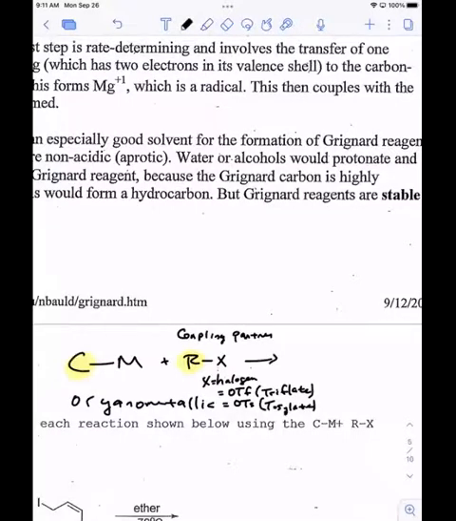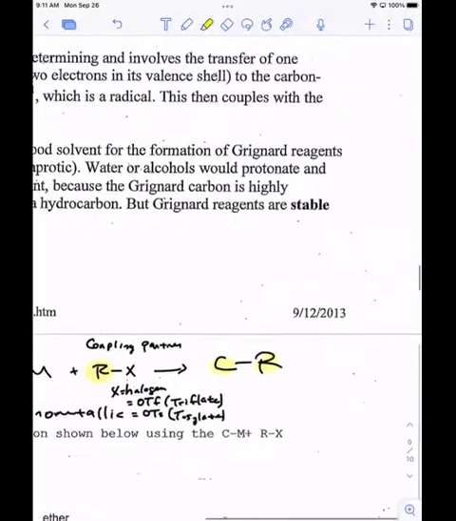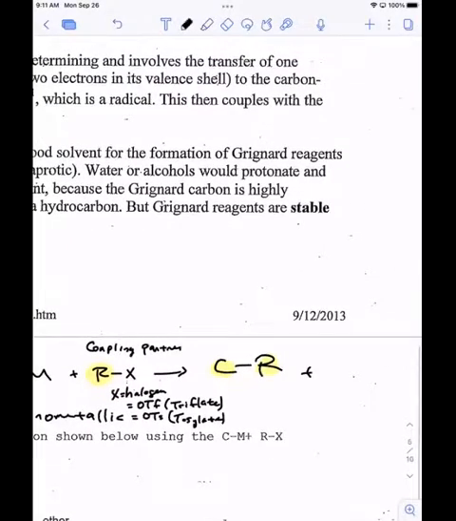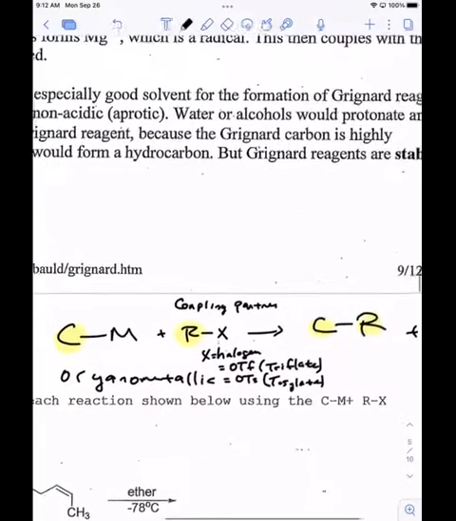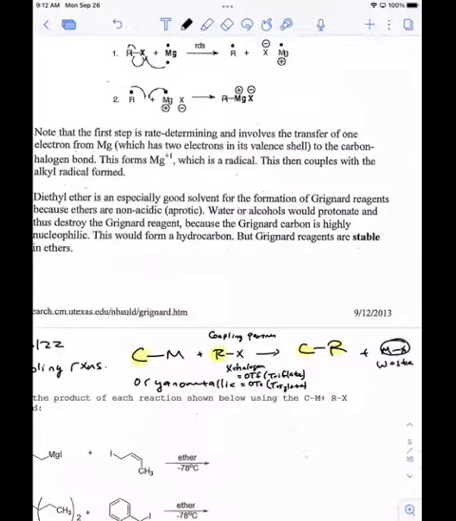So when I run this reaction, this is the desired outcome, where C and R are together. And then M and X, but normally this is just waste. When we're working through these examples, the way we work through them is to first identify C and M, and then identify R and X, and then put C and R together.